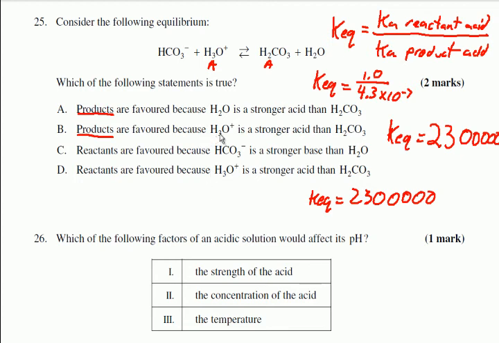And it means that H3O plus is a stronger acid than H2CO3, and this is our correct one. Now, A says H2O is a stronger acid than H2CO3. That's not true. H2O right here is acting as a base, so H2O is not acting as an acid at all. Since products are favored, you know it's going to be A or B, and H2O is a base, so this is not correct, and this one is. So 25B. Okay, let's move on to 26.